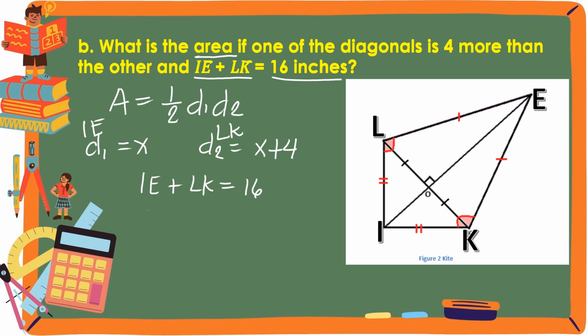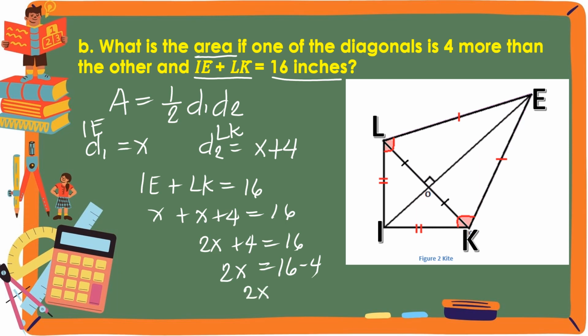Substitute lang natin. Si IE ay X, si LK ay X plus 4. 16. So, X plus X, 2X plus 4 ay equal sa 16. Then, transpose natin, 2X equals 16 minus 4. So, 2x equals 12. Divide both sides by 2. Ang value ng x natin ay 6. Pero, ang tinatanong is, what is the area? So, kailangan natin itong masubstitute sa ating formula ng diagonal. So, tandaan muna natin, ganito natin nakuha yung ating value of x.